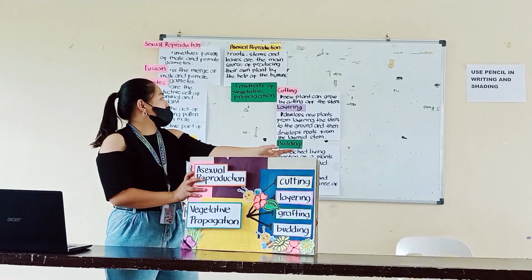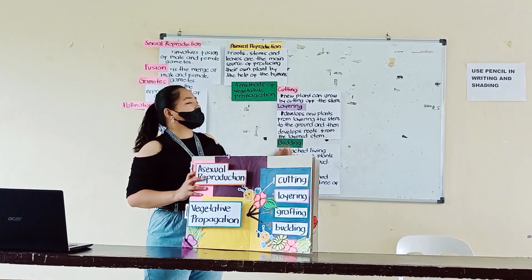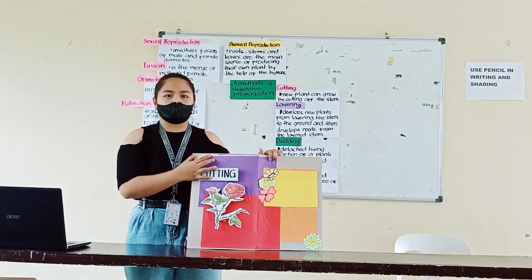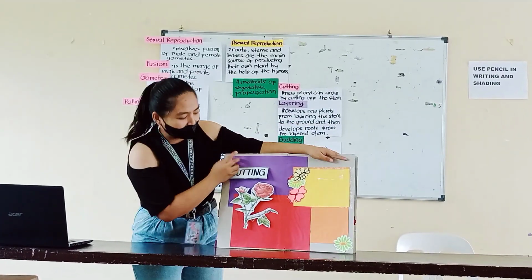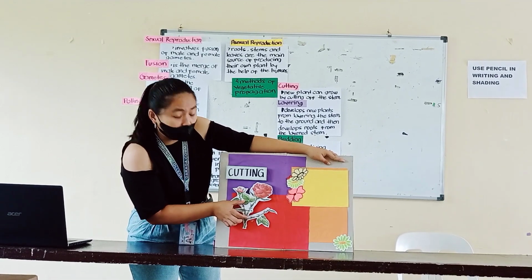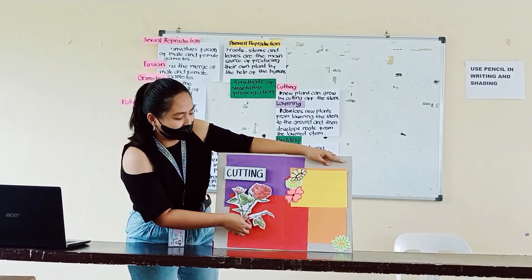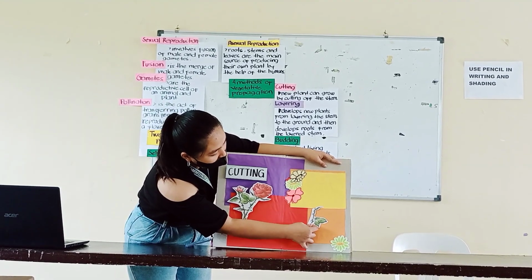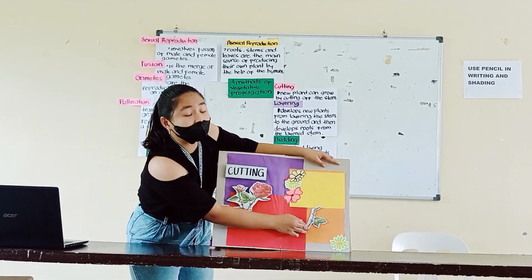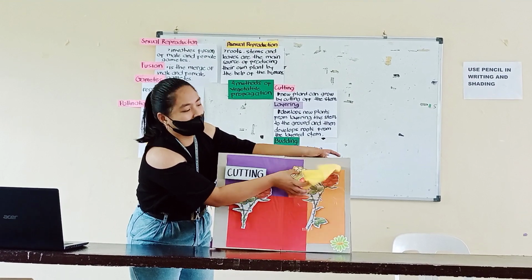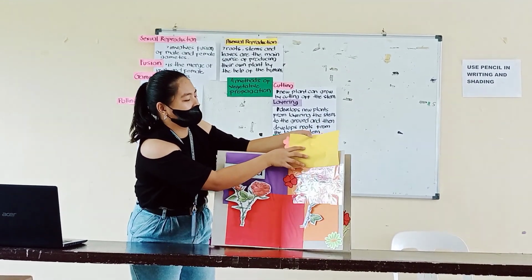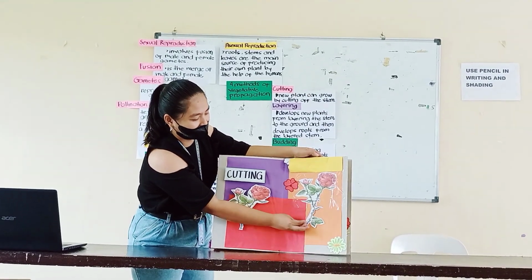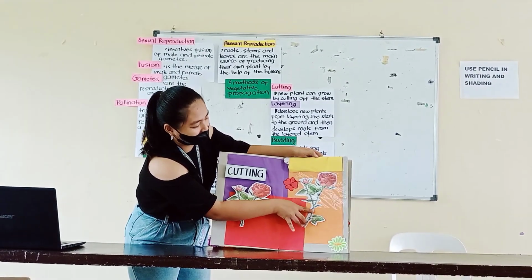When we say cutting, a new plant can grow by cutting off the stem. Say for example, I have here a rose. We would like to cut this stem and then plant it. From this stem, a new plant will grow. Wow! Amazing.